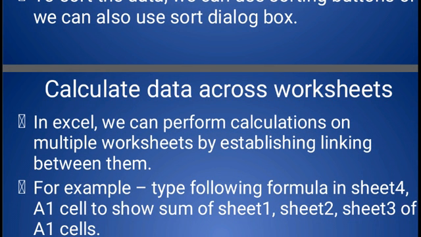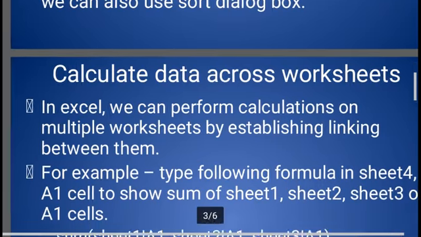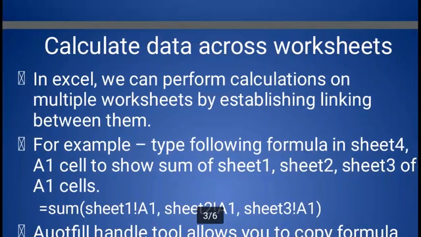Excel provides a special facility. We can also perform calculations on our scattered data. We can do it easily with the help of formulas. So in Excel we can perform calculations on multiple worksheets by establishing linking. Okay, we must provide a link between them. For example, we type the following formula in Sheet4, because Sheet4 will hold the final result. So the formula will be written in Sheet4.